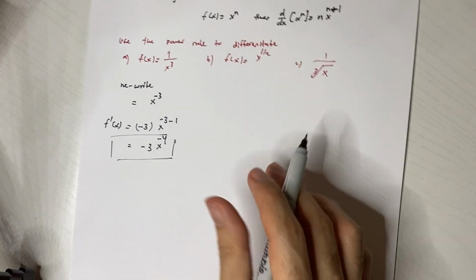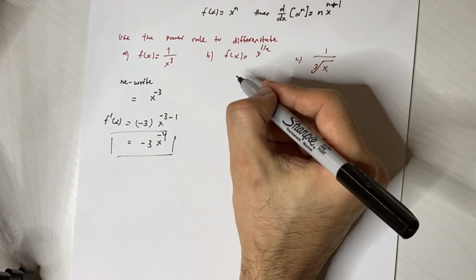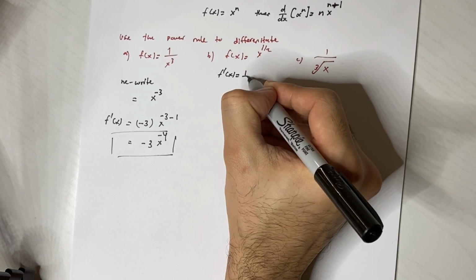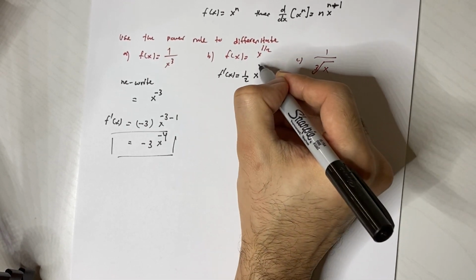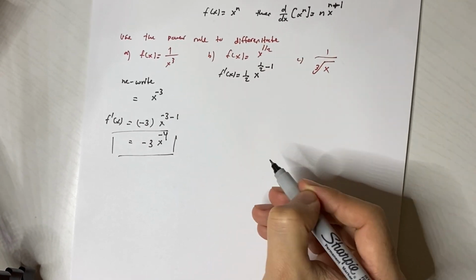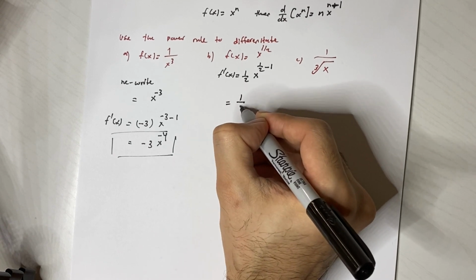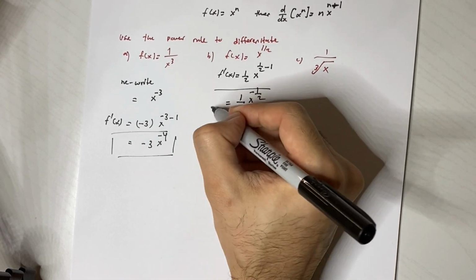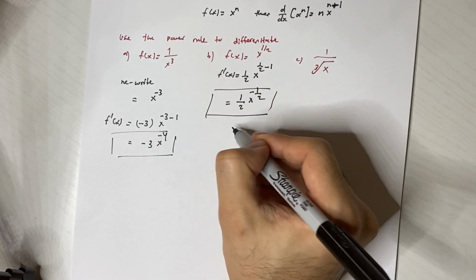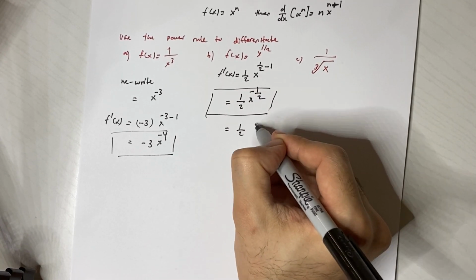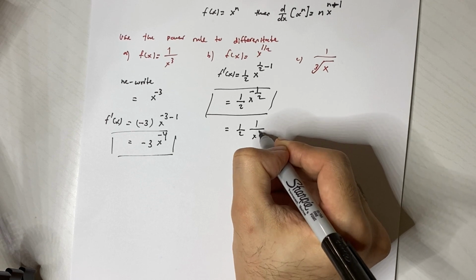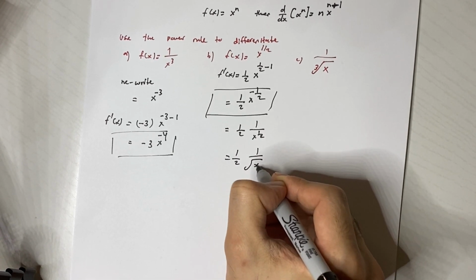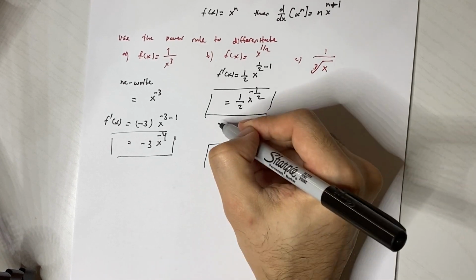Now for b, it's already ready, so we don't have to write anything. So the half will come down, and then the half will be subtracted by 1, and then it's going to be negative half, and that's the derivative. And also this can be written as half multiplied by 1 over x squared.